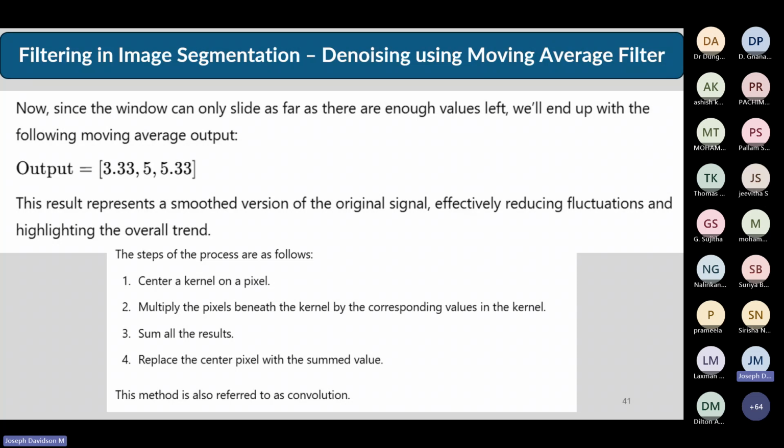Correct? So how I have done this is I have taken a small kernel. Kernel is like a mask. I have put it on a pixel. The process is: center a kernel on a pixel and multiply the pixels beneath the kernel by the corresponding values in the kernel. Then sum all the results. Replace the central pixel with the summed value. Just now we got 3.33, 5, 5.33. You replace the center of the kernel with the new pixel value. Okay, this step that I have explained is also called convolution.